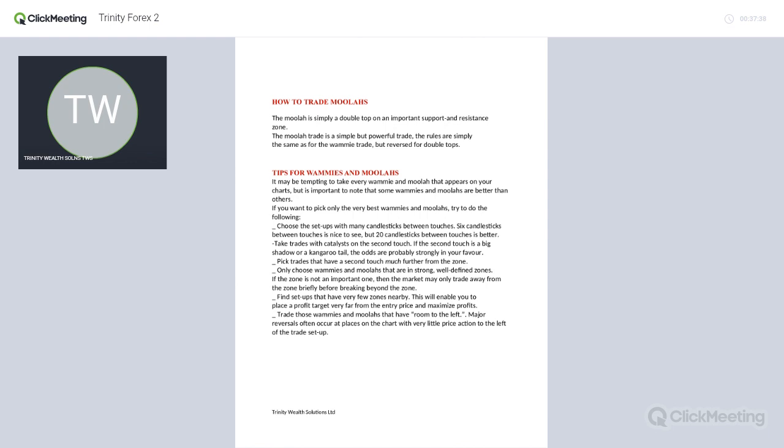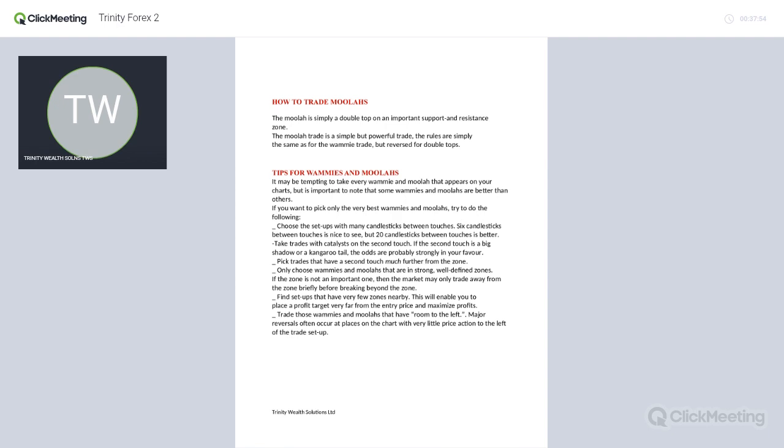Because you can see there is a struggle. So eventually the opposing team is going to give up and the market reverses, all right? So the more candles in between the touches, the better. So take trades with catalysts on the second touch.